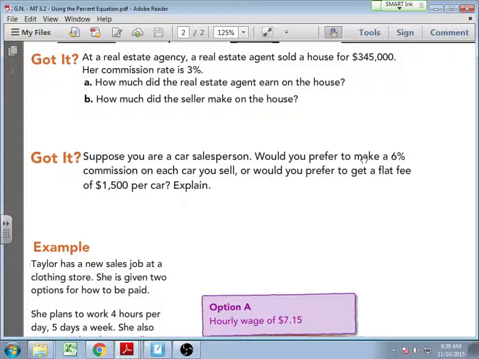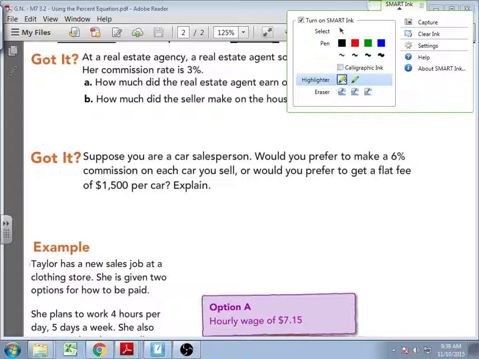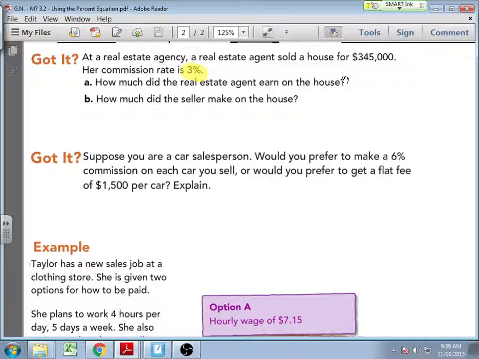So real estate agents make a little less percentage. Anyone have a guess of why their percentage would be less than maybe a car salesman, or like a jewelry salesman? My commission was 9%. The car salesman made 6%, and now this realtor's making 3%. Why do you think they make less of a percent, Isaiah? Because houses are very expensive.